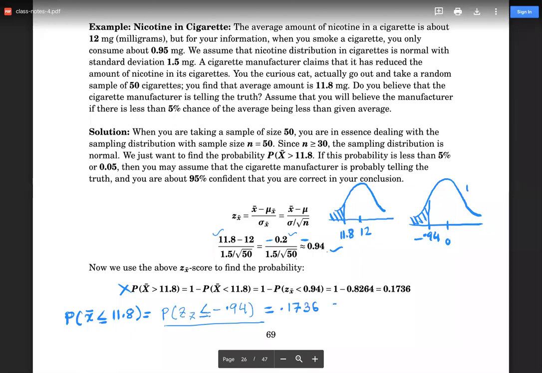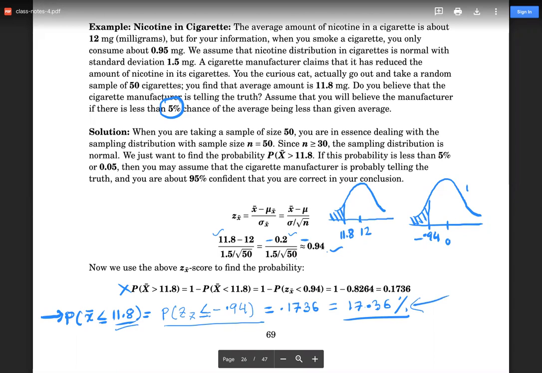Which is the same as saying a 17.36% chance. So the moral of the story is this: even if the manufacturer did not do anything, even if they did not make any changes to reduce the amount of nicotine in the cigarette, there is still about a 17.5% chance that you will get less than 11.8 milligrams.